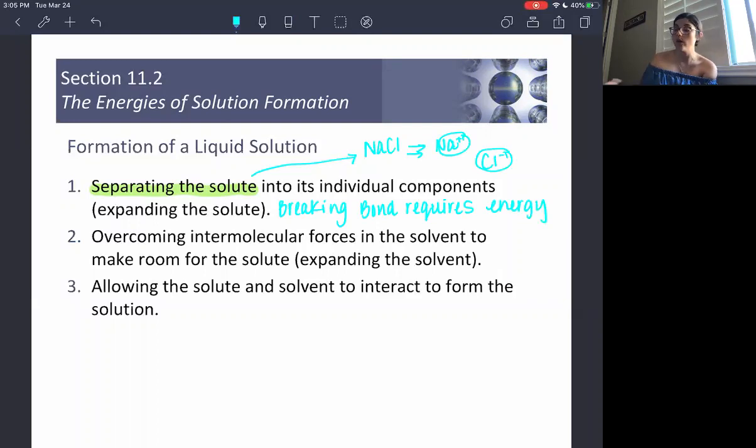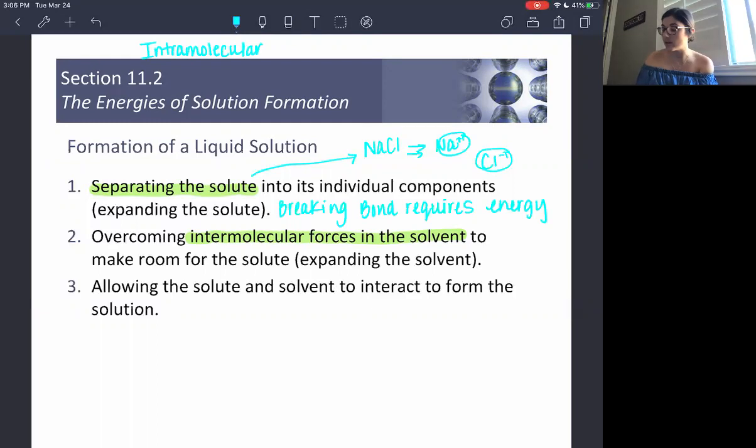For step two, we're overcoming the intermolecular forces in the solvent. So it is very, very similar to step one. Instead of overcoming intramolecular forces, I use the word intra here to refer to a bond holding a molecule together. So intramolecular forces is something like a covalent bond. It holds atoms within a molecule together. It's not between one molecule and another molecule. A force that's between one molecule and another molecule is an intermolecular force.